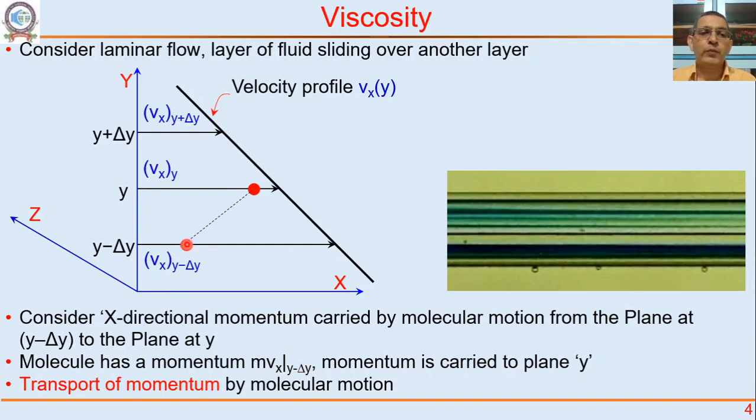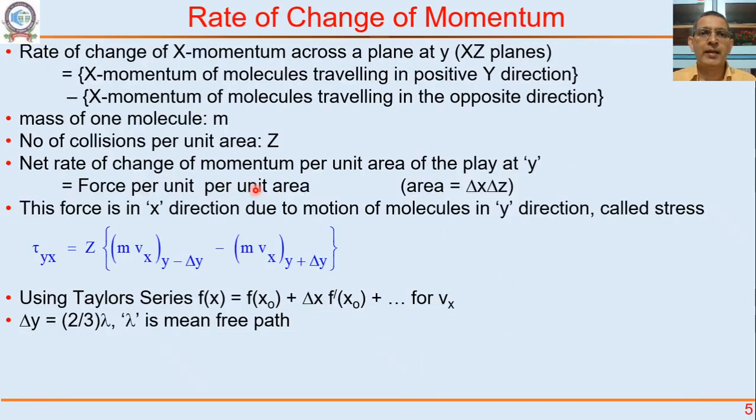Now suppose this molecule is moving in the y direction. It is going and transferring its momentum to the liquid or to the other molecules that are there. Therefore this molecule is transferring momentum. So this is transport of momentum by molecular motion. That's why this subject is called momentum transfer. We are going to write mathematically how much momentum is carried by one such molecule traveling from here to another location y. Let's do that now.